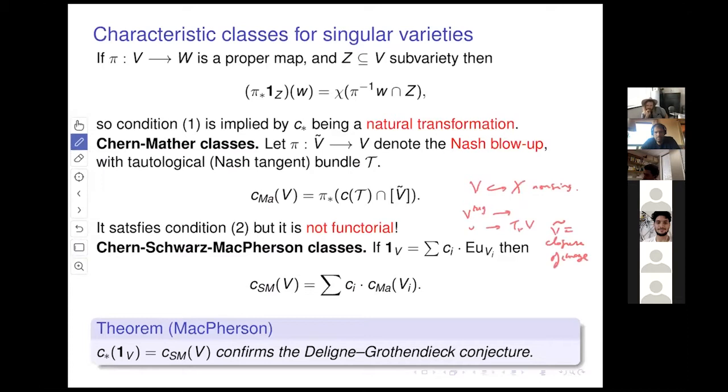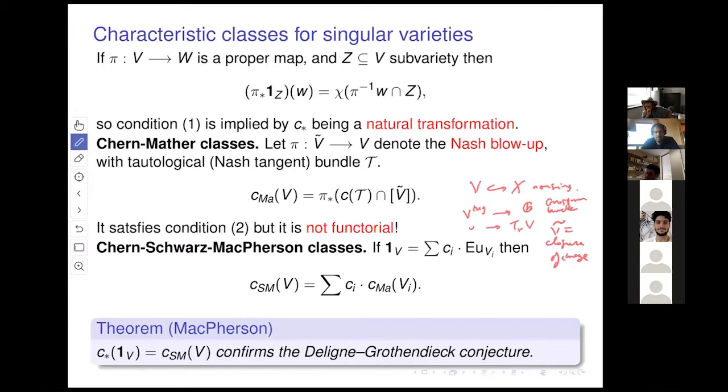So you look at an appropriate Grassmann bundle of dimension V many subspaces of the tangent bundle. So this maps down to V. This V tilde is the closure of the image, and it maps birationally to V. And what this Nash tangent bundle is, is just a restriction of the tautological bundle on G. You restrict it to V tilde.